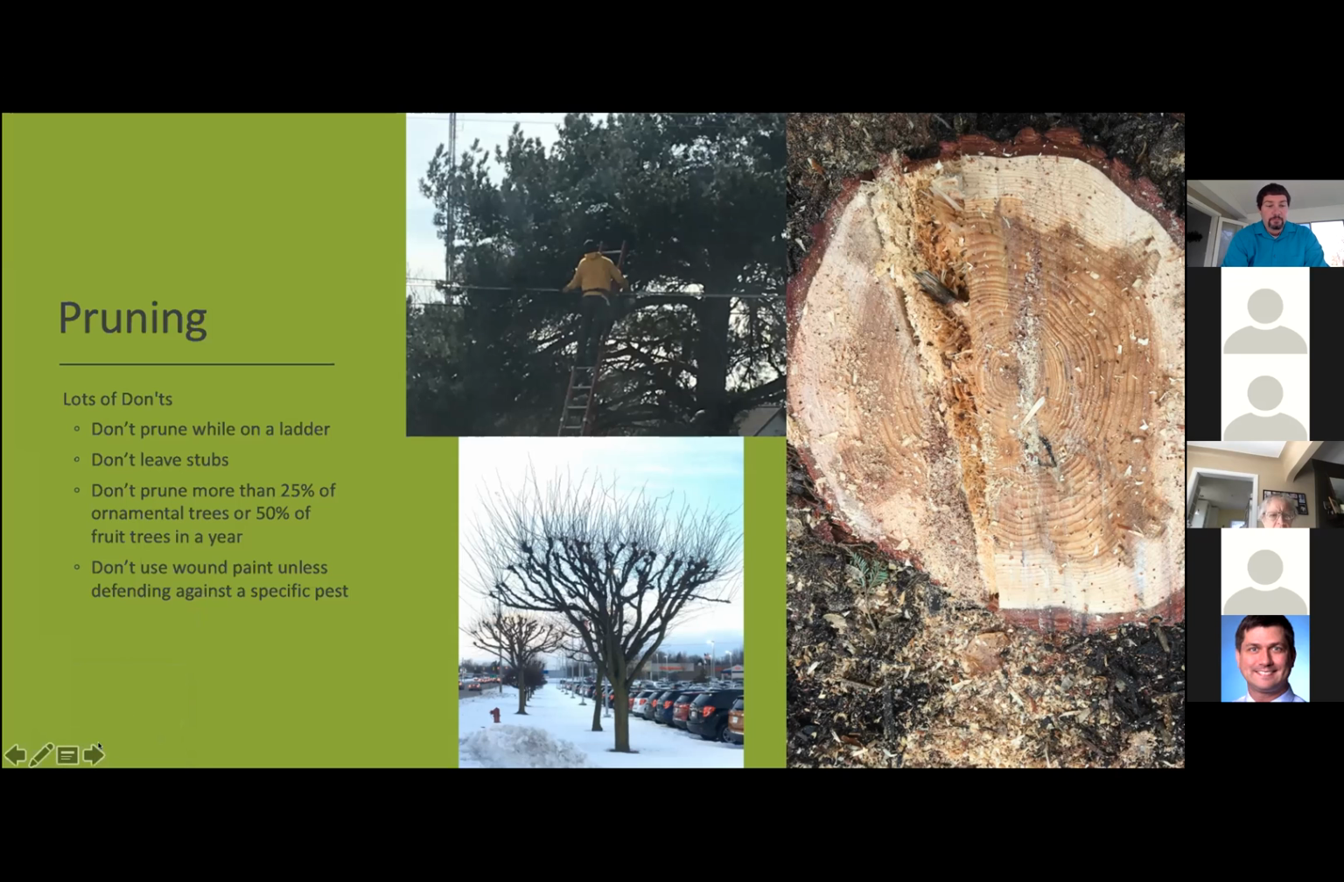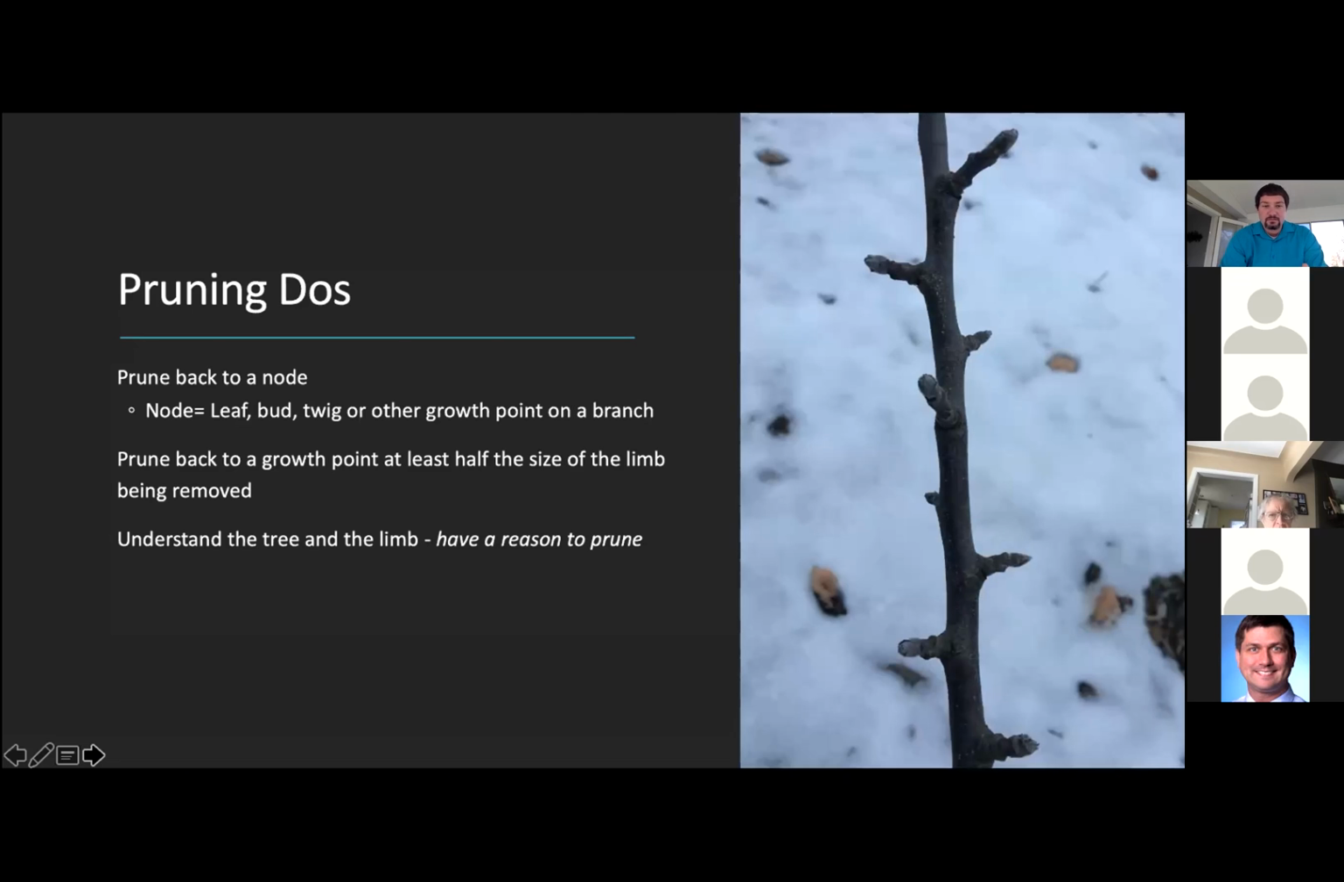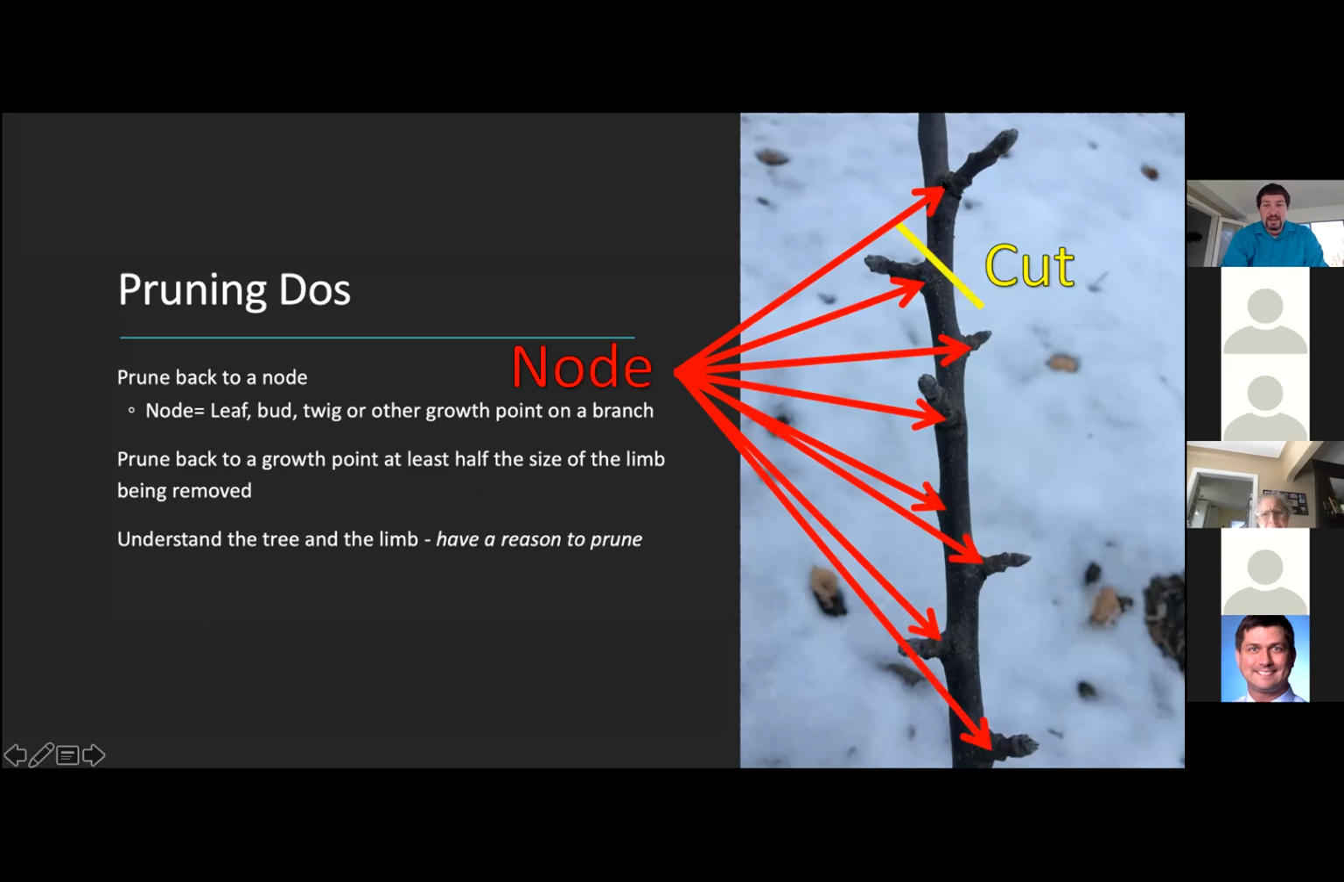So now that we've had that, let's talk about some pruning do's. When you're going to prune, you want to make sure that you prune back to a node. This means that you won't be leaving stubs. So the idea behind it is that when you're pruning, you want to take it back to one of these growth points. You don't want to leave this stick right here.